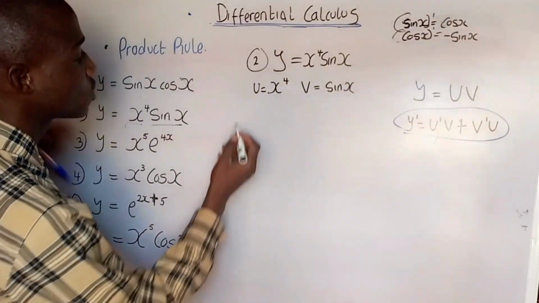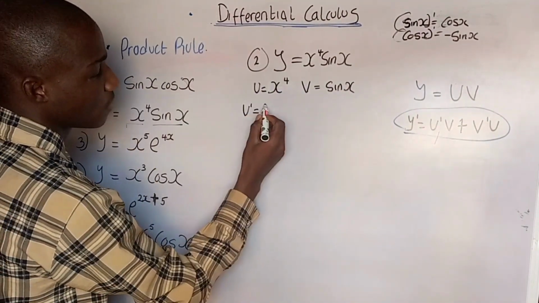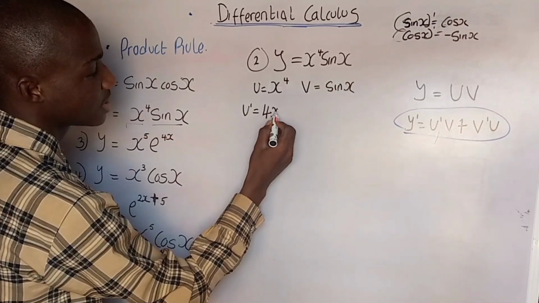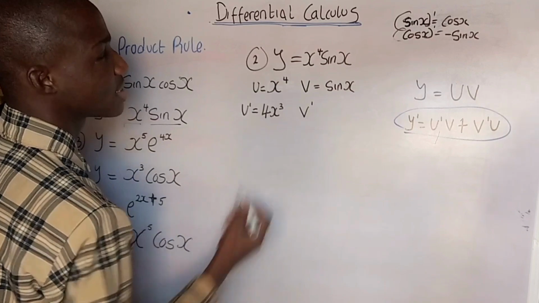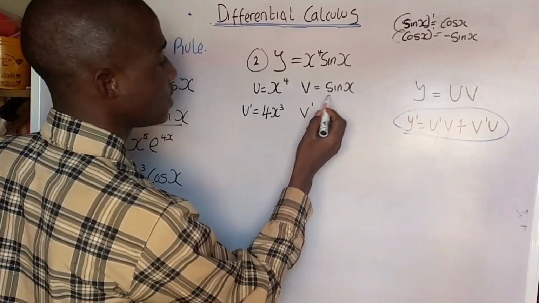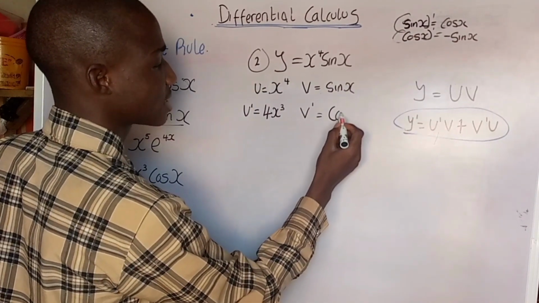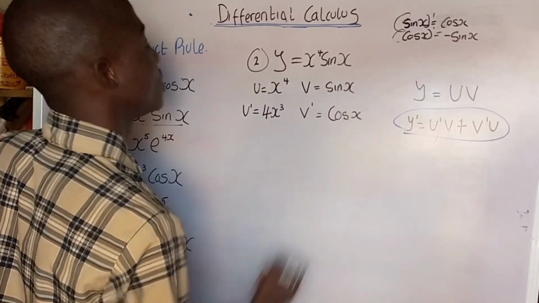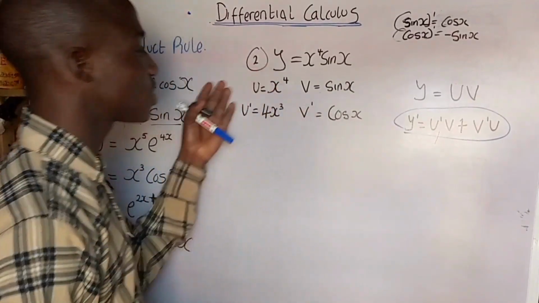So in that case, the derivative of u, using the power rule, is 4x raised to the power of 3. Then the derivative of v: don't forget that when we differentiate sine x, we get cos x. So the derivative of v is cos x. After getting all these, the next thing is to go to my formula and substitute all these.